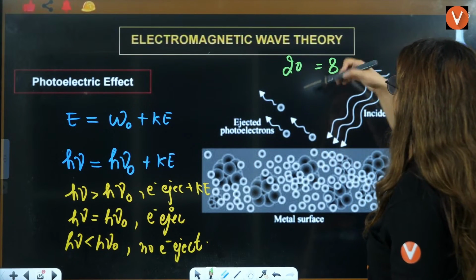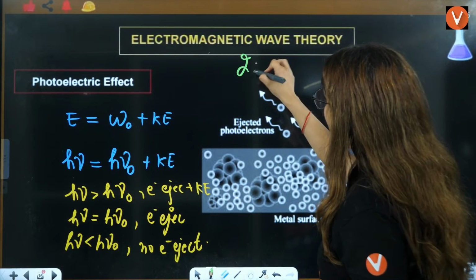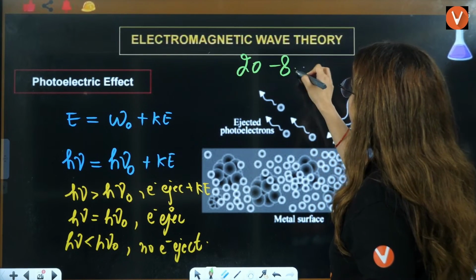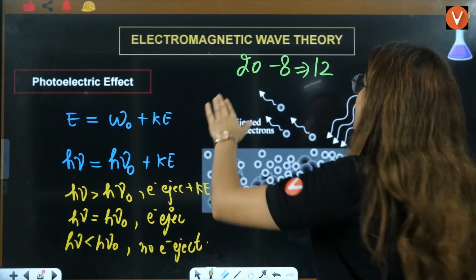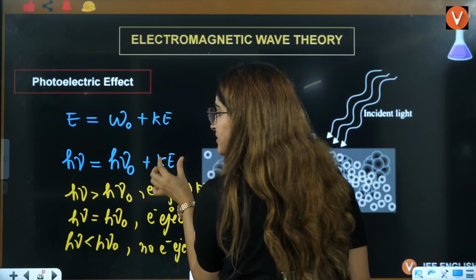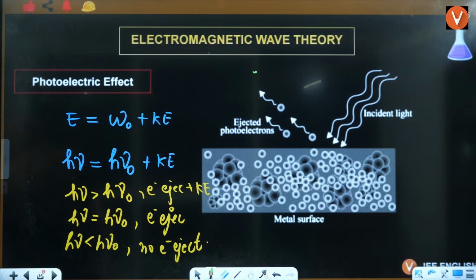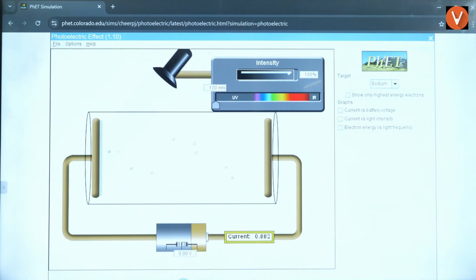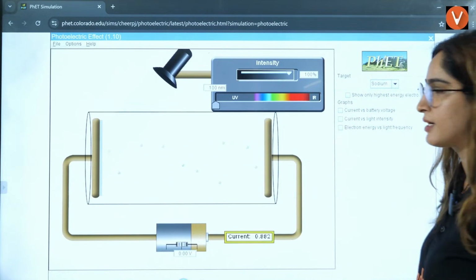Because if the incident light is 20, you take out the work function, then you are left with the kinetic energy. So as the frequency increases, because the work function is constant, the kinetic energy increases. That's why, as the frequency is increasing, the kinetic energy is going to increase here.